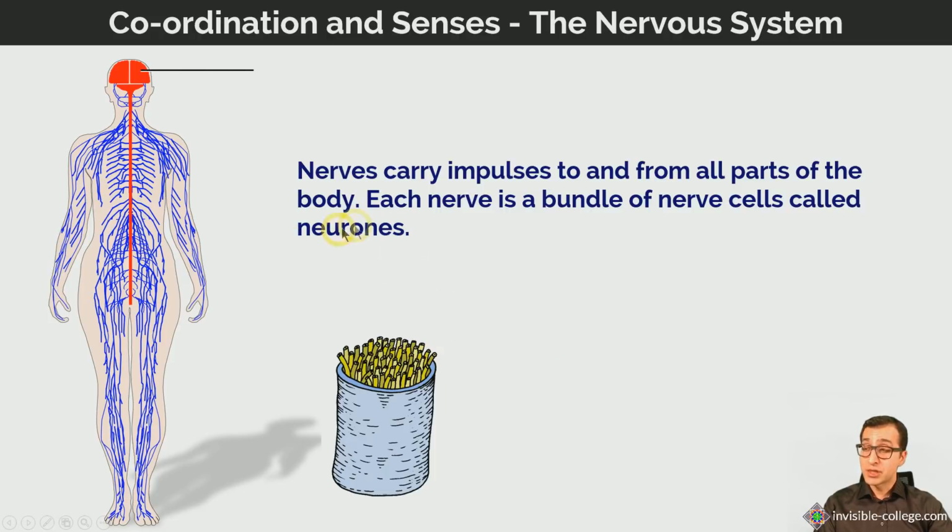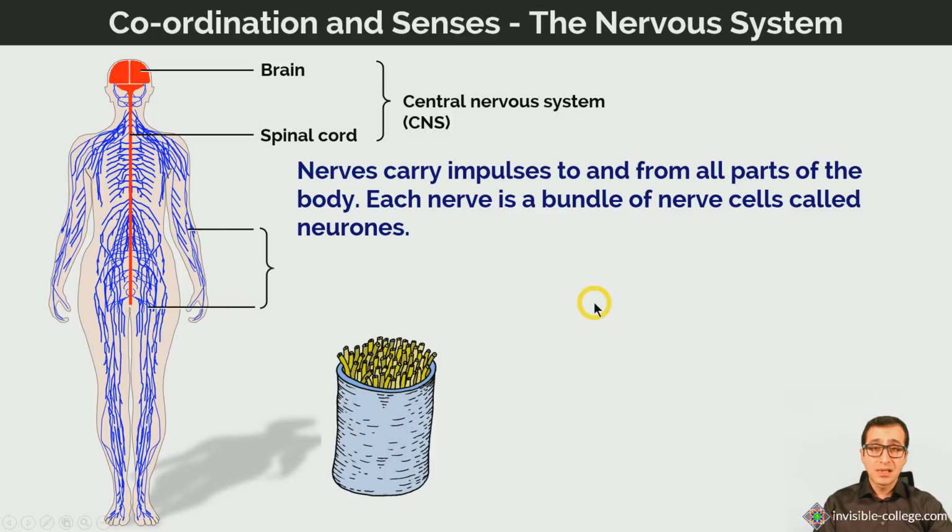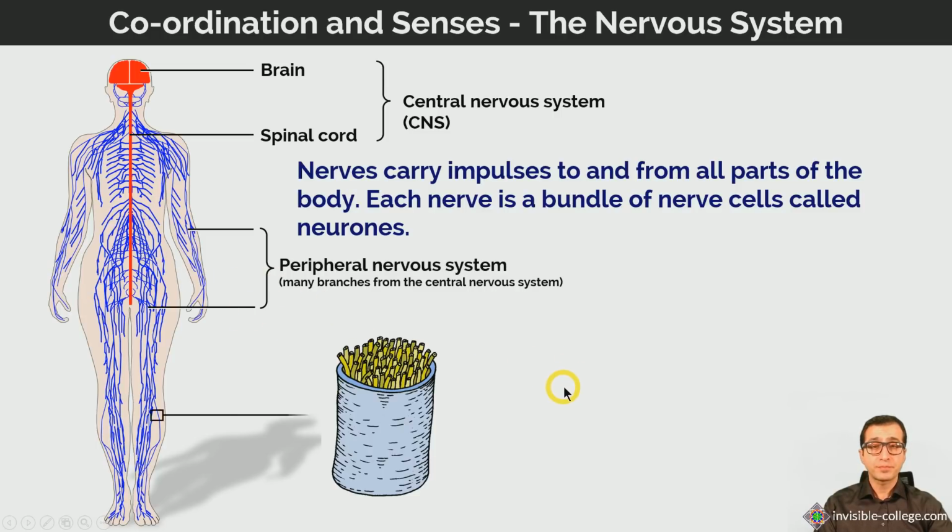Now, I'm showing the English spelling of the word neuron here. The American spelling is spelled without an E, so you may see both of those spellings. So here we see the brain, we see the spinal cord, and together these make up the central nervous system. The nerves, which are bundles of neuron fibers, make up the peripheral nervous system.